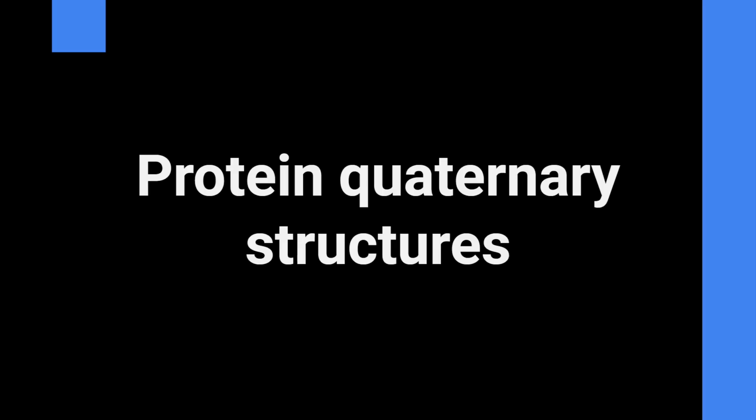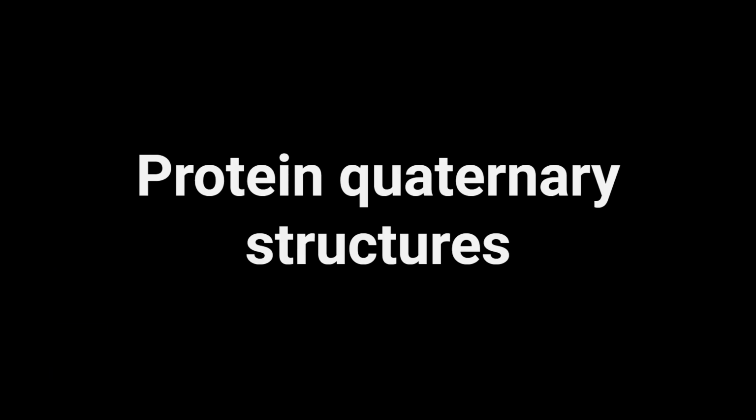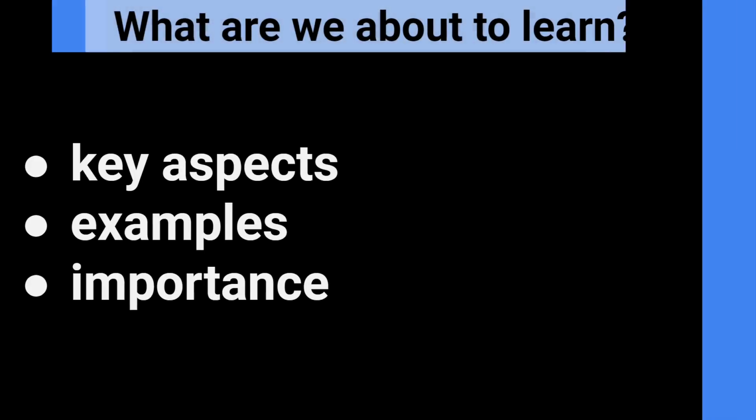We're going to talk about protein quaternary structures. But before starting, I want to tell you in more detail what we're about to learn. So, we will talk about the key aspects of protein quaternary structures. Then we will talk about some examples of these proteins, including hemoglobin and ATP synthase. And afterwards, we will talk about their significance. So, let's get started.